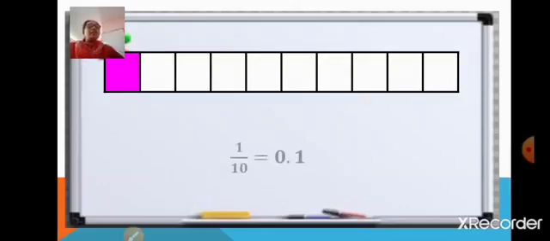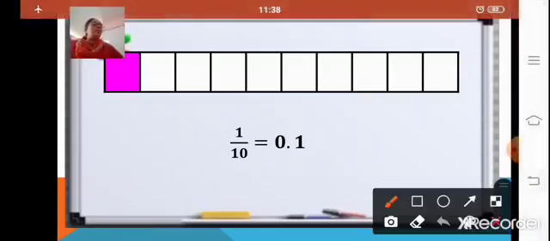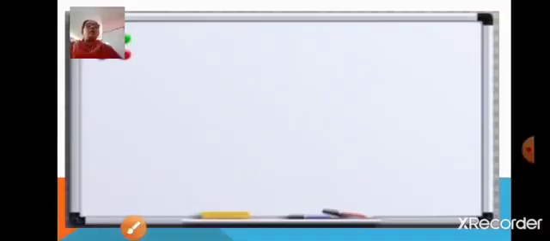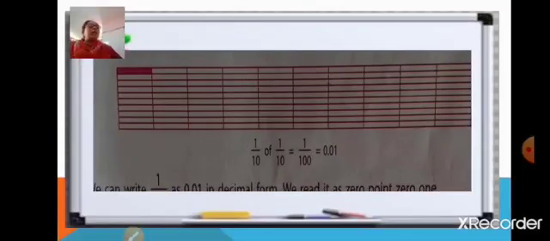So this figure is written as 1/10, which is further written as 0.1, correct? In which the point is called the decimal point, and it will be read as 0.1.